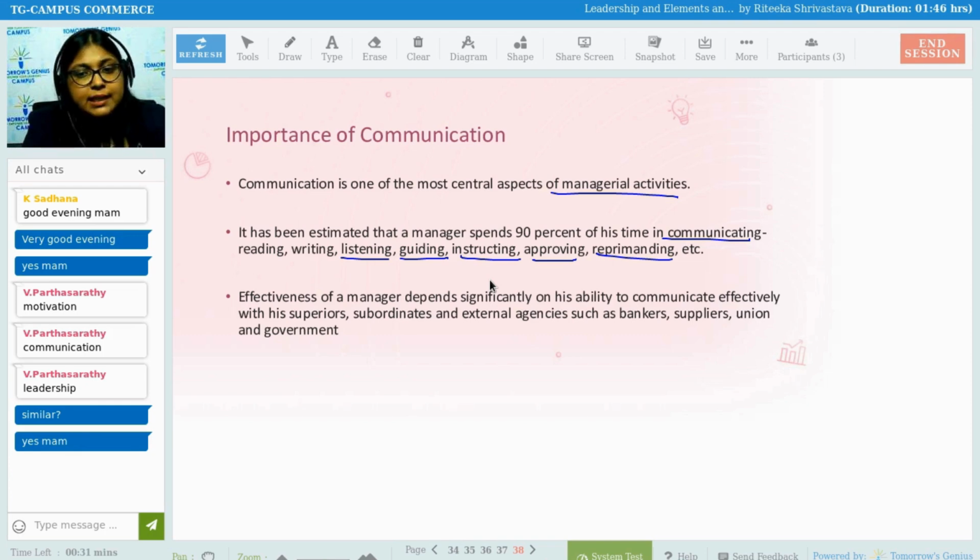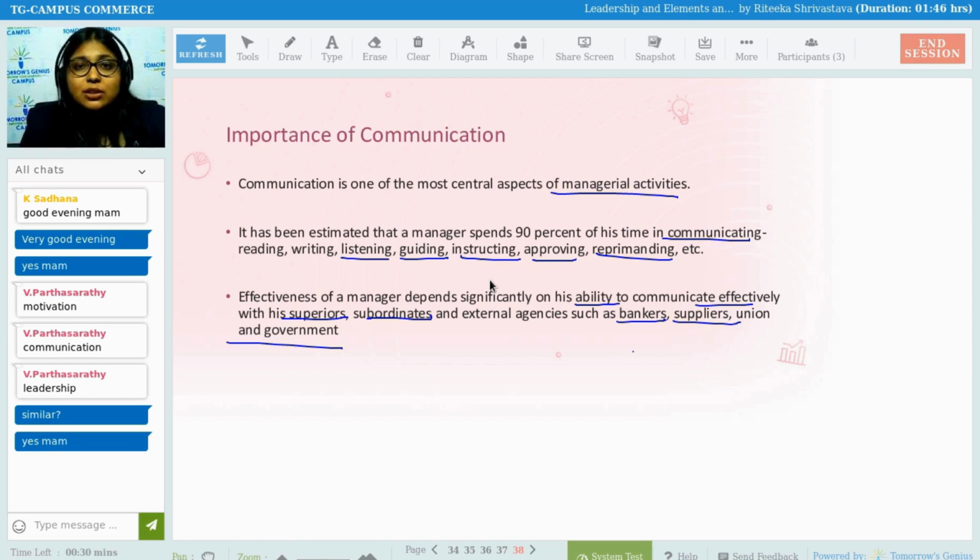The effectiveness of a manager depends significantly on his ability to communicate effectively with his superiors and subordinates, and external agencies such as bankers, suppliers, union, and government. So communication is the most important part for all managers, because their communication needs to be very precise and clear to all the subordinates as well as to their top managers, right? And of course with other external parties as well.